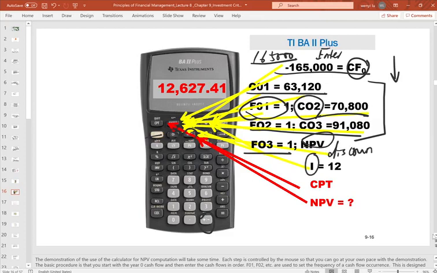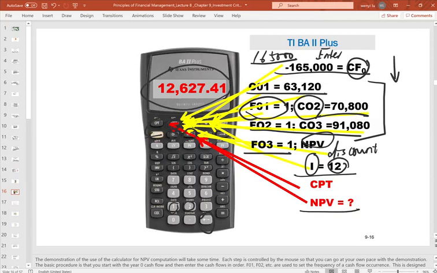Discount rate is what? It's 12%. So we will press 1, 2, then what? Then don't forget to press what? Enter, right? After you press enter, you will press CPT to solve the NPV. NPV is the number you can see on the screen.